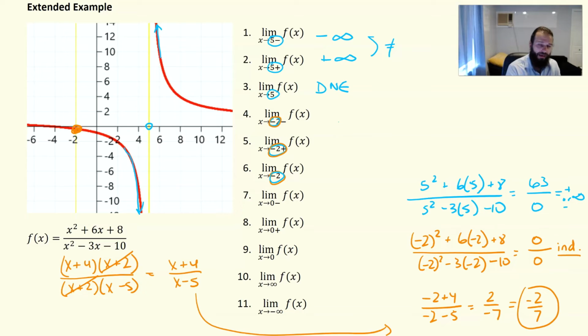Now there's no way you would have been able to tell that visually, which is why we need to use both tools here. Now also notice that because it's a hole, the left and the right-hand limits are both going to approach that value, which means that all three of these are negative 2 sevenths across the board.